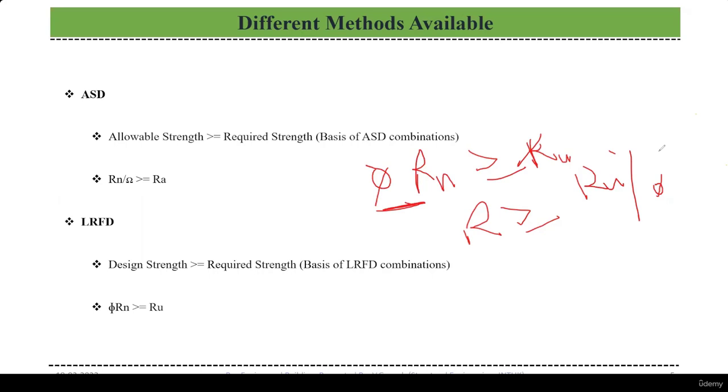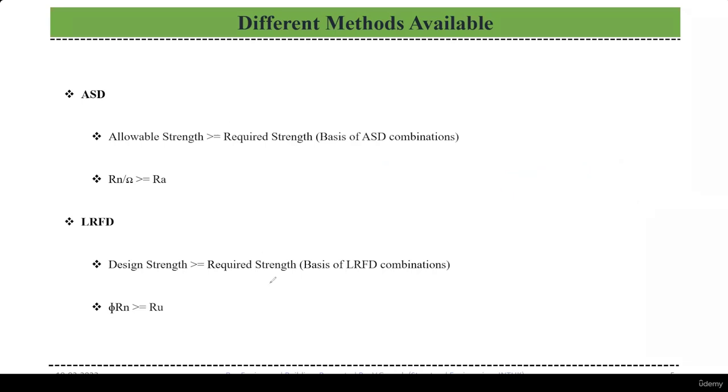So Ru will be multiplied with a factor which is greater than 1 here. That is, the required strength is nothing but either dead load or live load or wind load or something else, which is the load coming onto the structure. We are multiplying it with some value which is higher than 1. So in LRFD design, we are increasing the loads. In allowable stress design, we are limiting the material property. In LRFD design, we are increasing the loads, right? So this is the basic concept between ASD and LRFD.